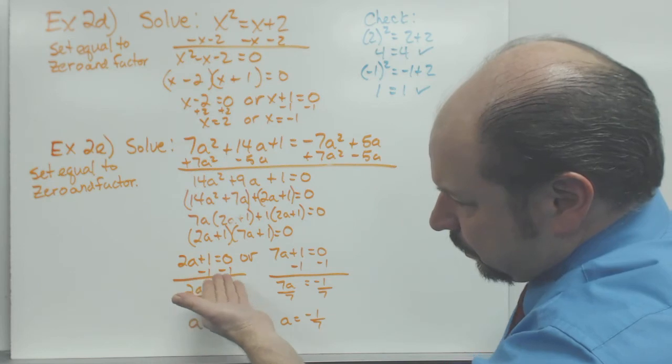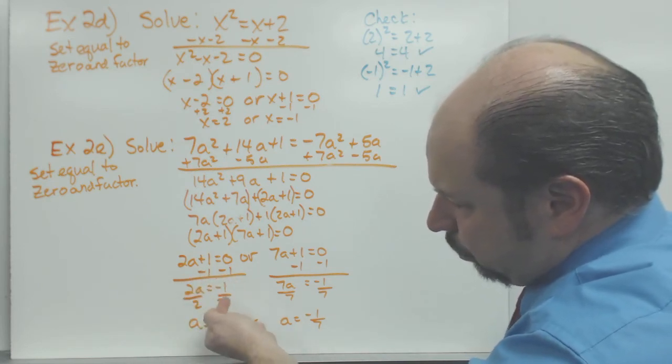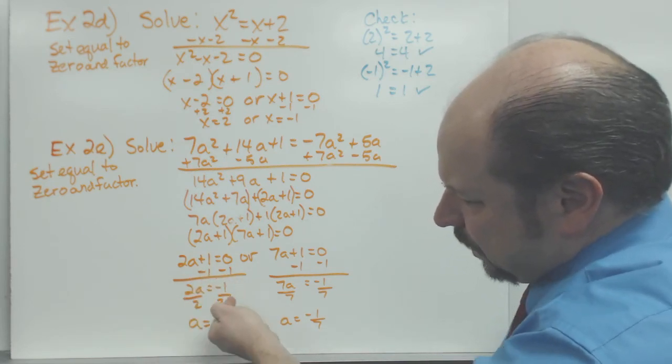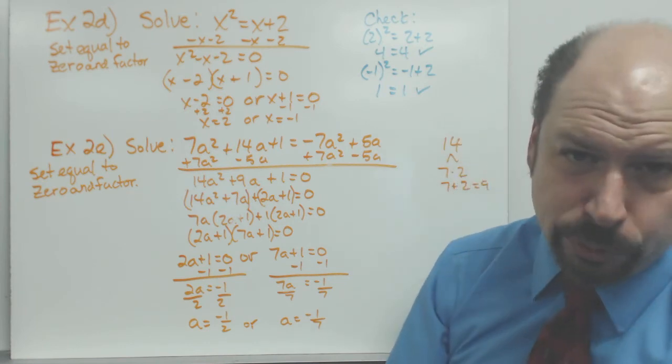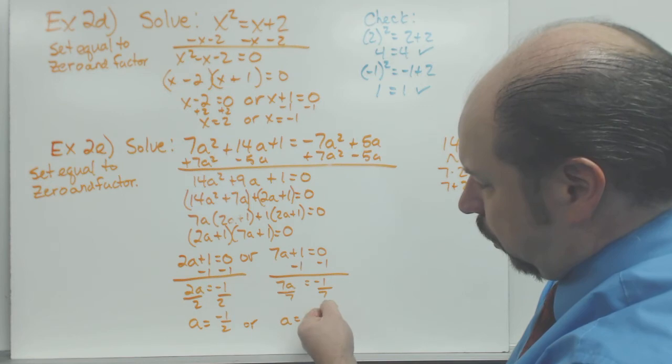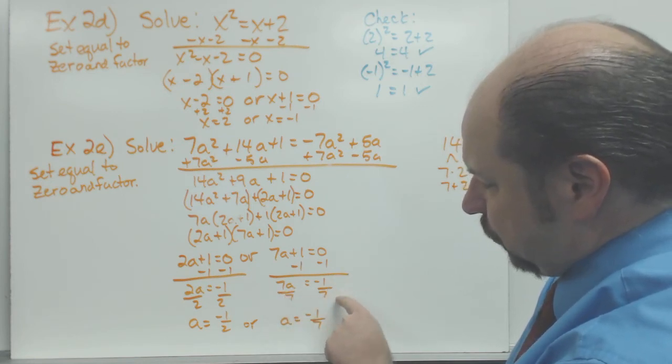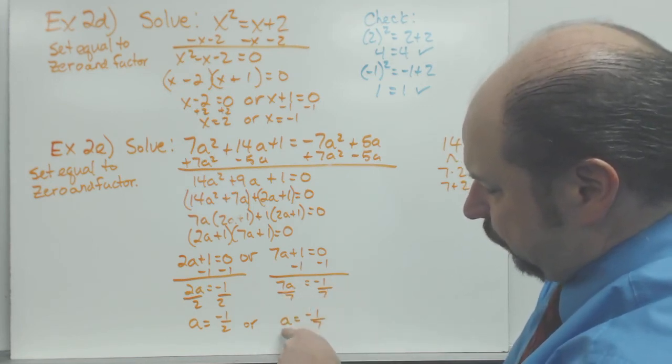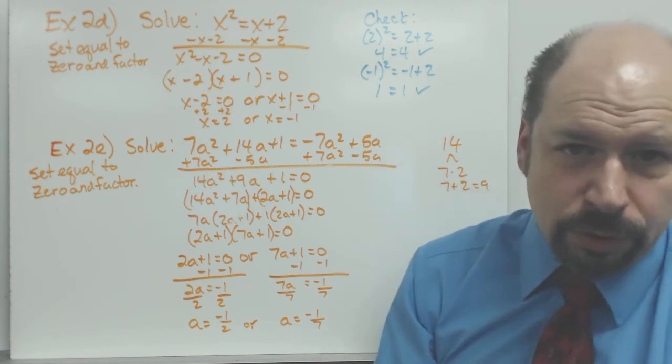So I'm going to solve this side. Subtract 1 from both sides. We get 2a equals negative 1. Divide both sides by 2. We get a equals negative 1/2. And on the other side, 7a plus 1. We subtract 1 once again. 7a equals negative 1. Divide both sides by 7. A is equal to negative 1/7.